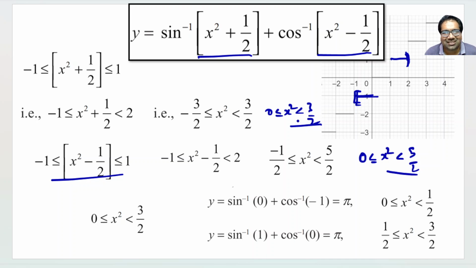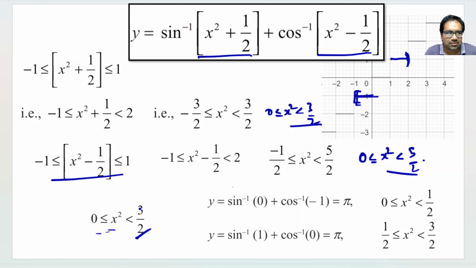Obviously, what is the intersection? 5 by 2 is higher, 3 by 2 is lower. So x squared should be less than 3 by 2. This is the final condition. So the domain we have figured out: x squared can be less than 3 by 2, and x squared can be greater than or equal to 0.